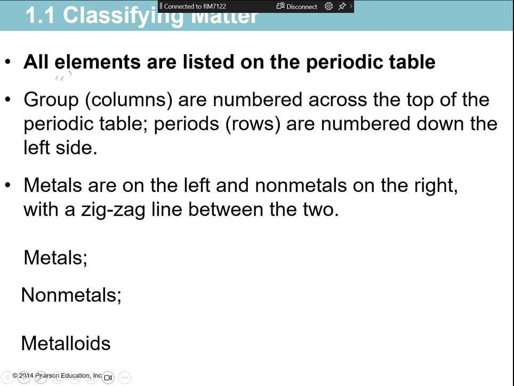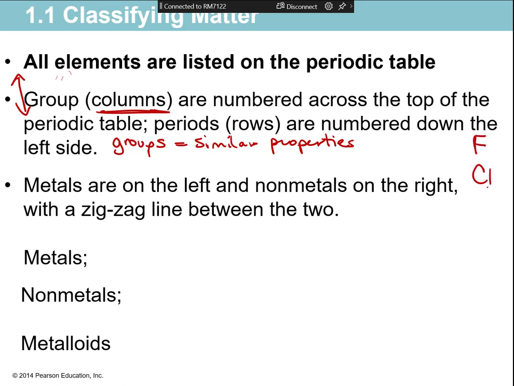So when talking about things about the periodic table, the vertical columns are called groups, and groups have similar properties. So here's an example. The next to the last group, which is fluorine, chlorine, bromine, and iodine. All four of these elements actually have common characteristics.